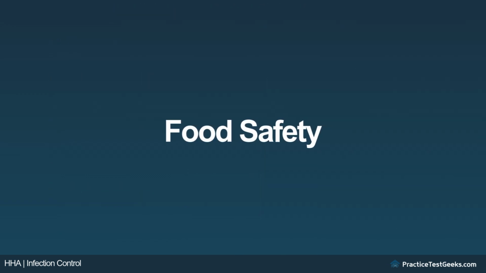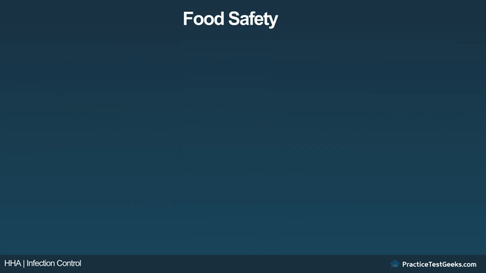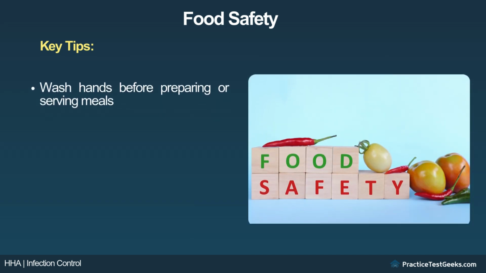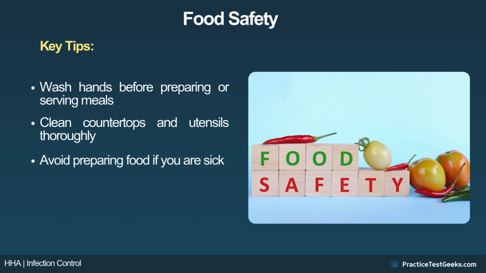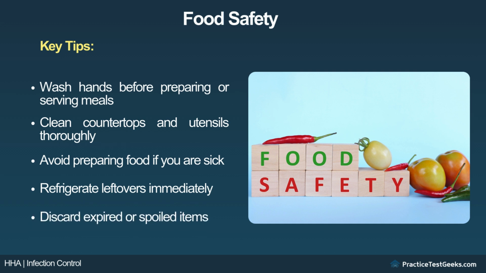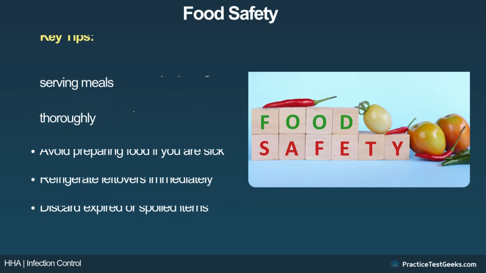Food safety. Improper food handling can lead to foodborne illness. Here are some key tips. Wash hands before preparing or serving meals. Clean countertops and utensils thoroughly. Avoid preparing food if you are sick. Refrigerate leftovers immediately. Discard expired or spoiled items. Remember, the kitchen is a high-risk area. Treat it with care, just like the bathroom.